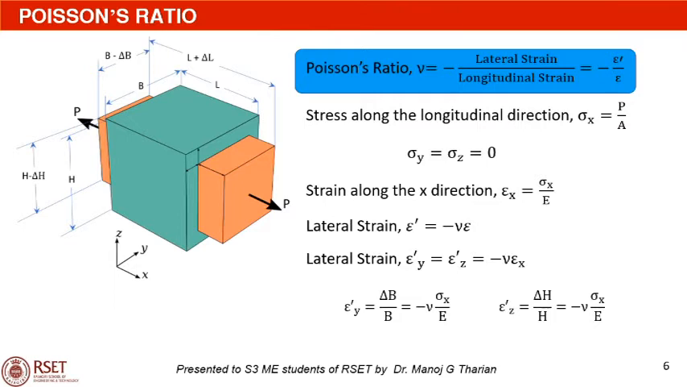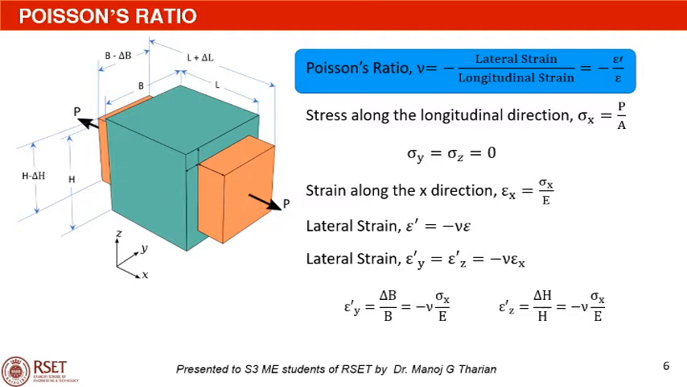Poisson's ratio, denoted by the Greek letter nu, is equal to minus lateral strain divided by the longitudinal strain. First, I will explain what longitudinal strain and lateral strain are with this rectangular block shown in the figure. Consider the rectangular block of length L along the x direction, width B along the y direction and height h along the z direction. The block is subjected to a tensile force capital P along the x direction.